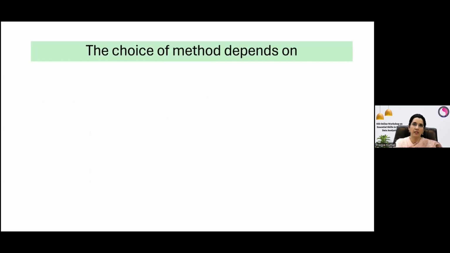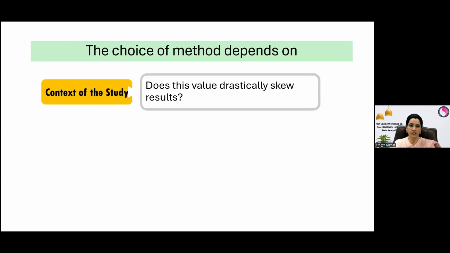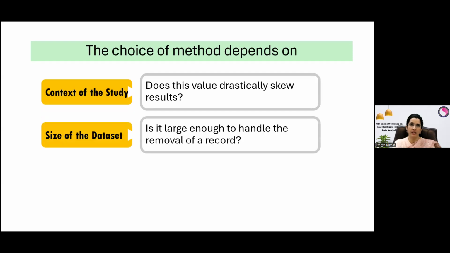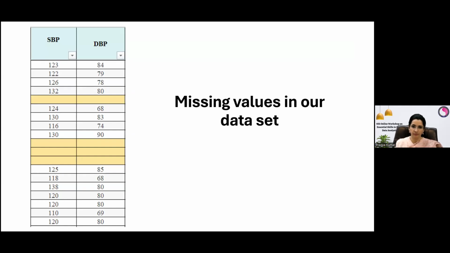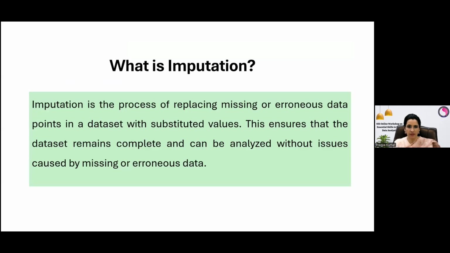Then the choice of method for dealing with the missing data depends on the context of your study, the size of the data set, and the impact on analysis. So many times you perform the analysis both keeping the missing data and replacing it. If it is not going to affect much, then you can report that. So this was the missing value.